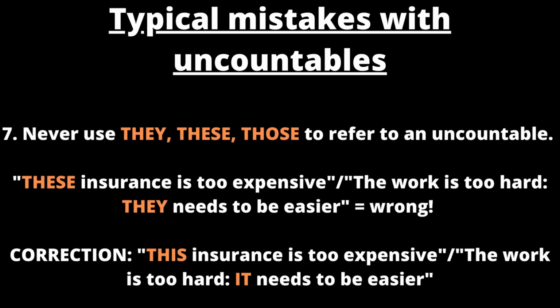So finally, mistake number 7: never use they, these, or those to refer to an uncountable noun. For example, do not say these insurance is too expensive. This should be this insurance is too expensive. This insurance is too expensive.